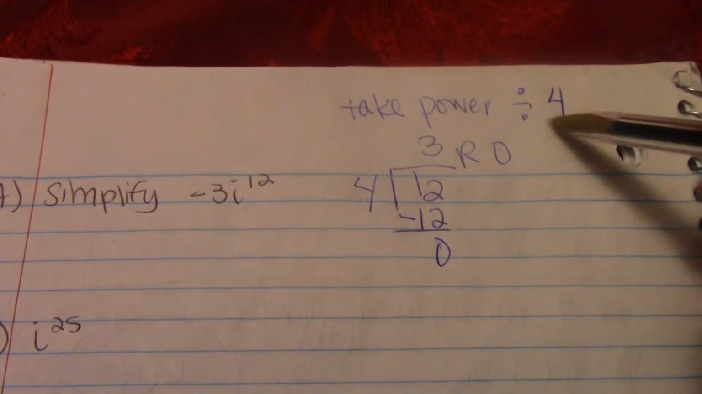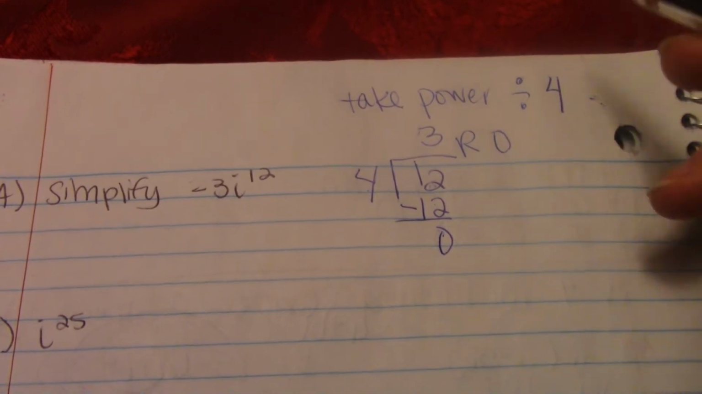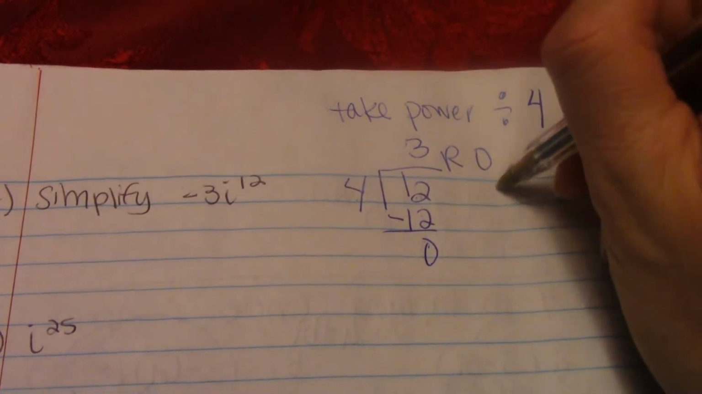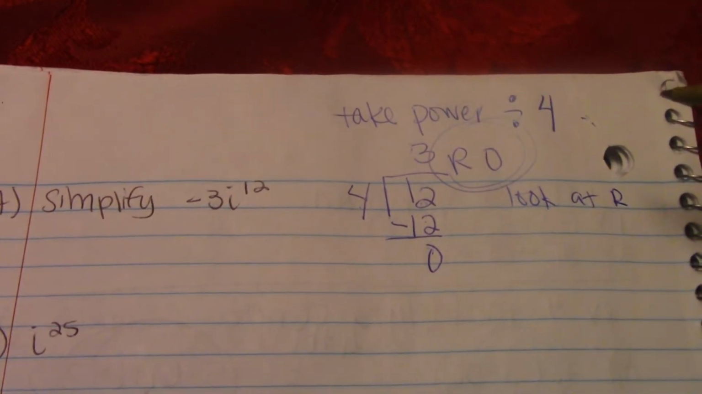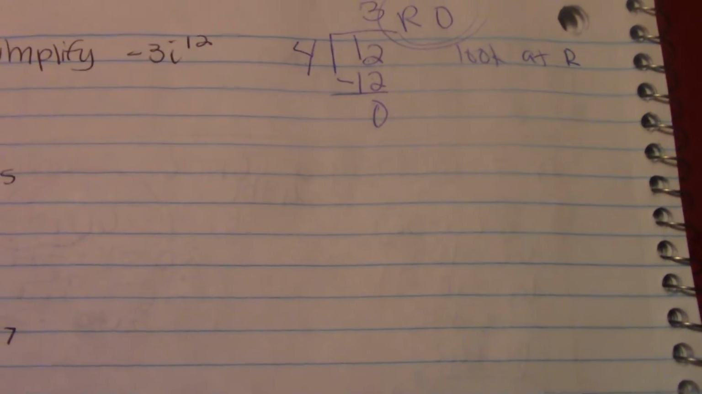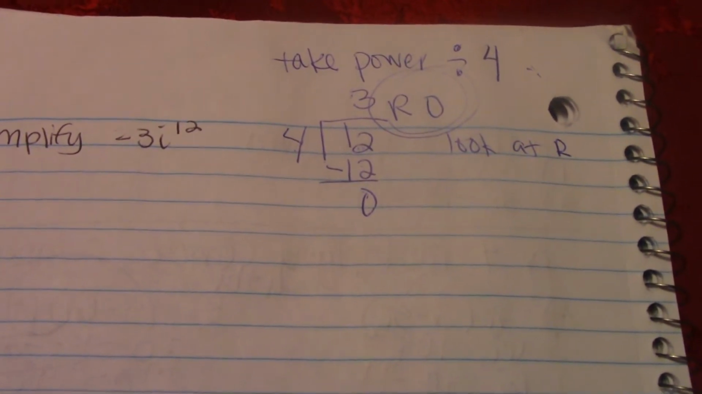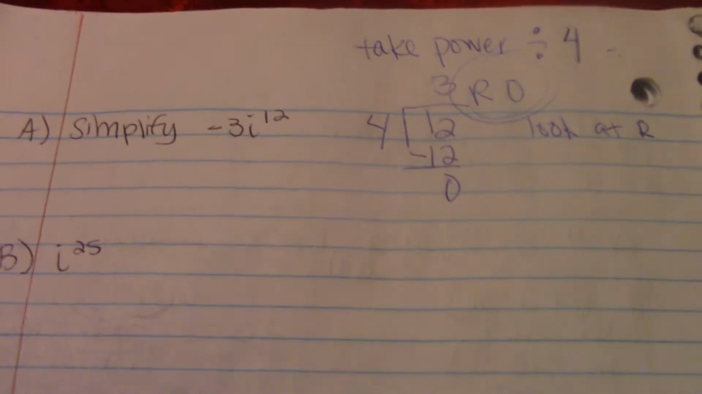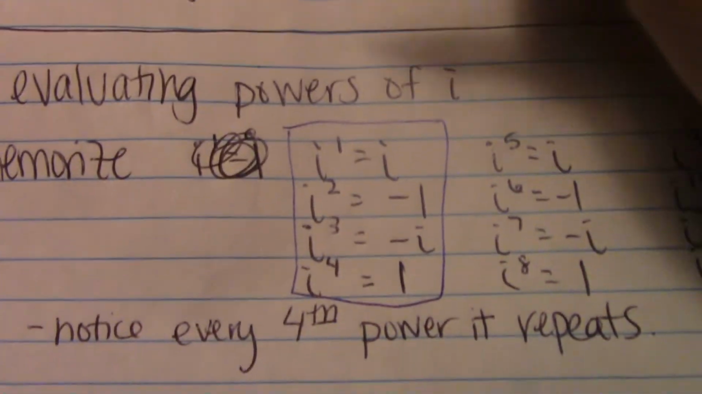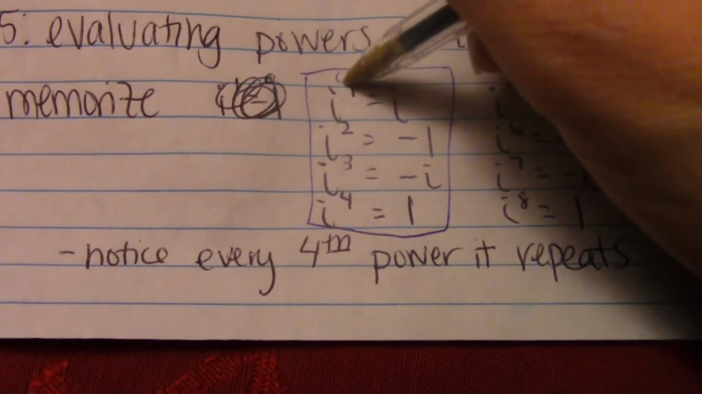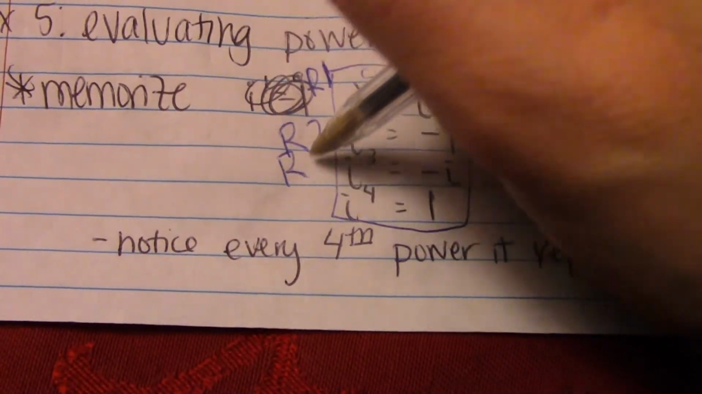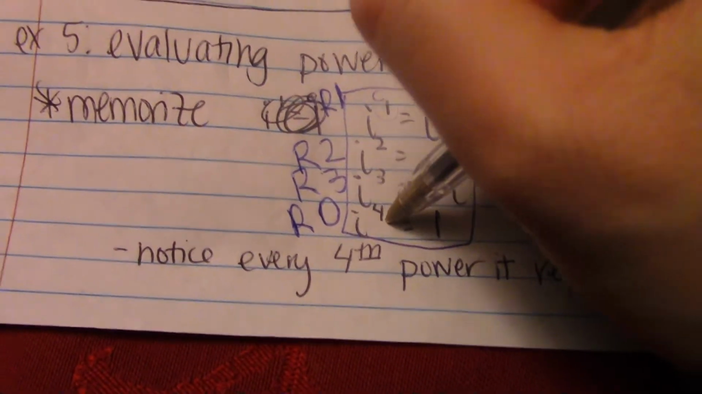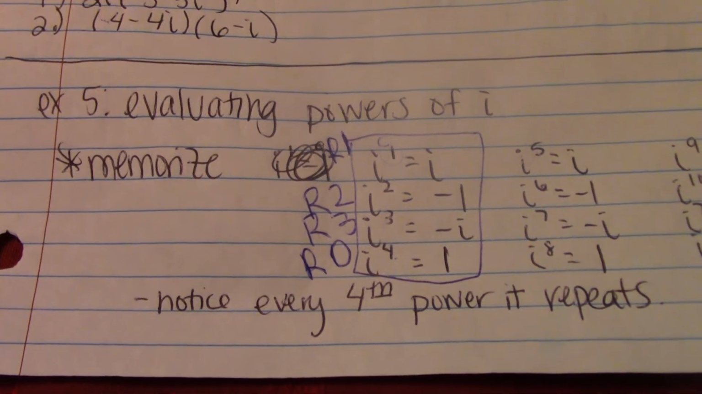So your first thing you're going to do is take the power and divide it by 4. Then look at the remainder. Look at this R here. If it has a remainder of 0, that means it went in evenly. So if we come back and look at this, all of these are going to be whatever these are, except for the last one. So this is R of 1, R2, R3, and R0. This is the only one that's different because that 0 means it goes in evenly.